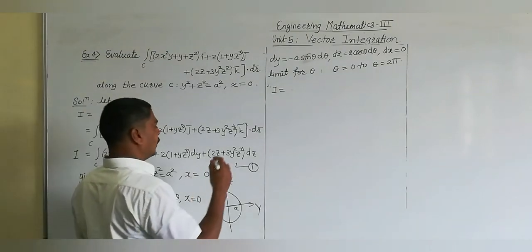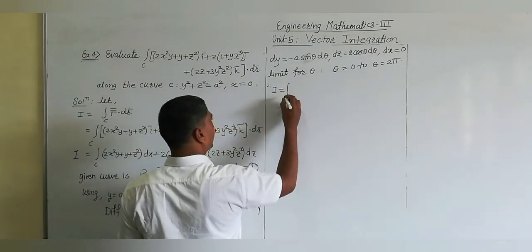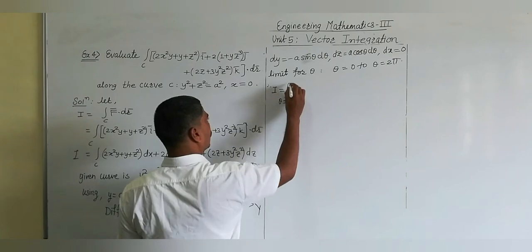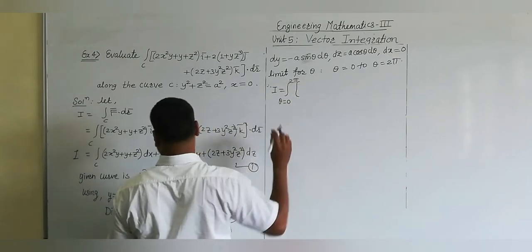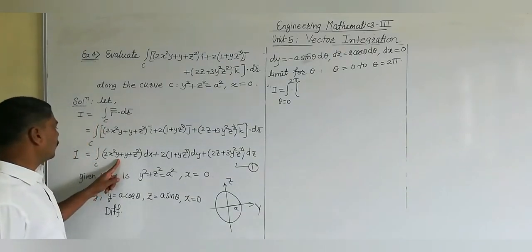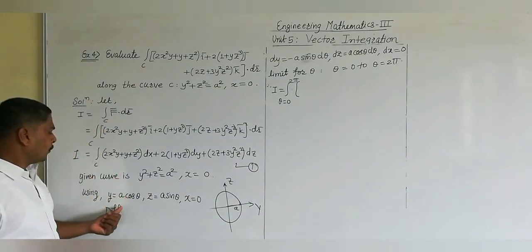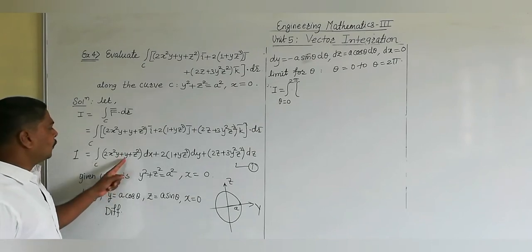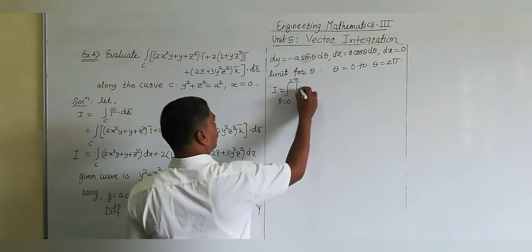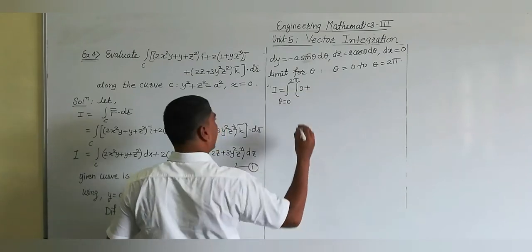We get I is equal to integration from theta is equal to 0 to 2 pi into bracket 2x square into y, but x is 0. So that's why this first term becomes 0. Then second term is y. So value of y is a cos theta.